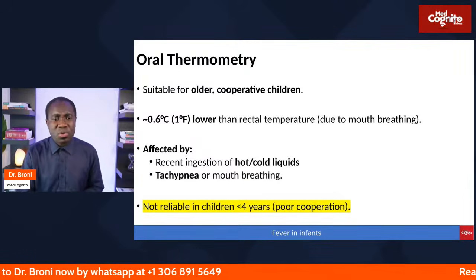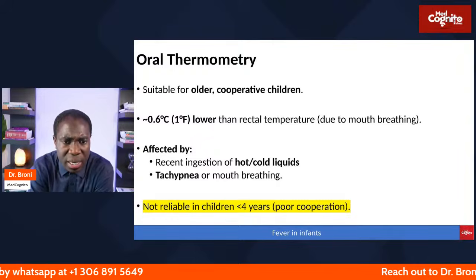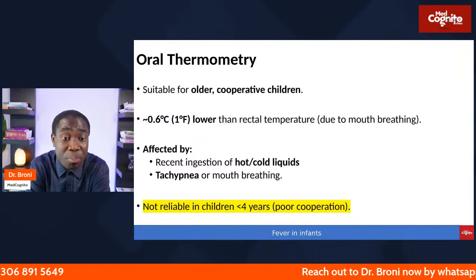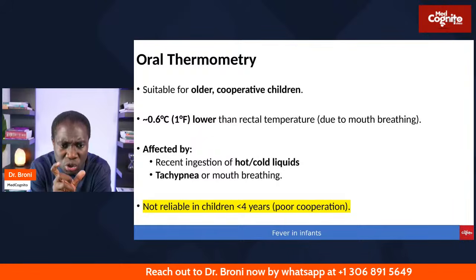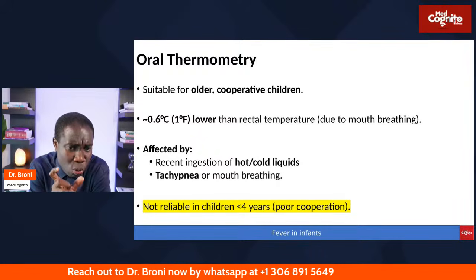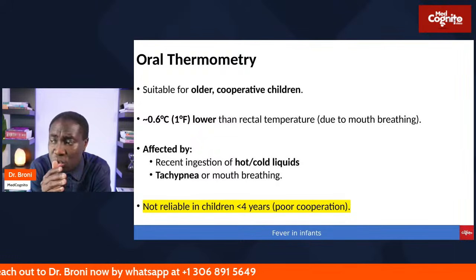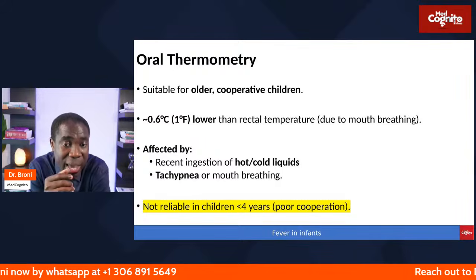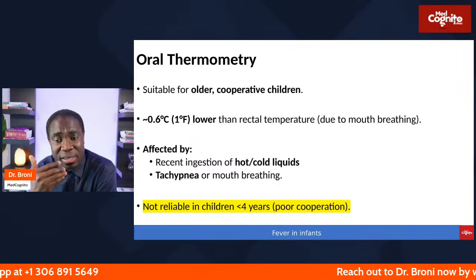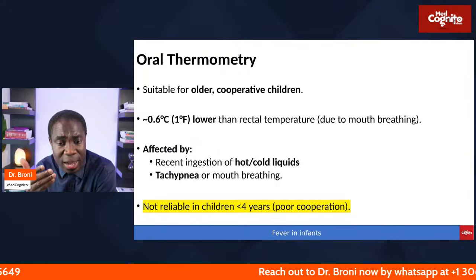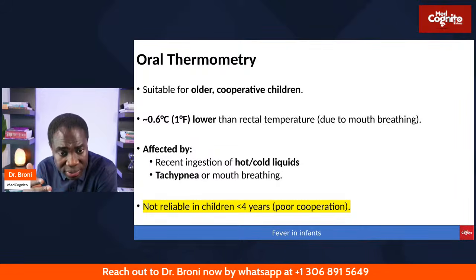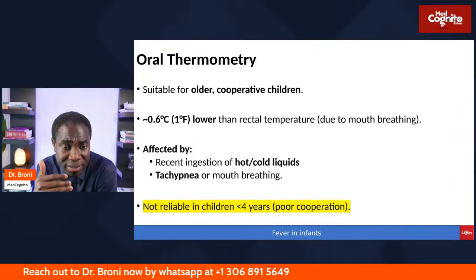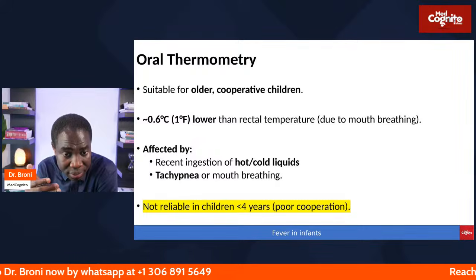Okay. Now let's go to oral thermometry. It is suitable for older cooperative children, right? Usually it is about 0.6 degrees Celsius lower than rectal temperature due to mouth breathing. And it is affected by the child eating hot and cold liquids. And it can also be affected because of tachypnea.